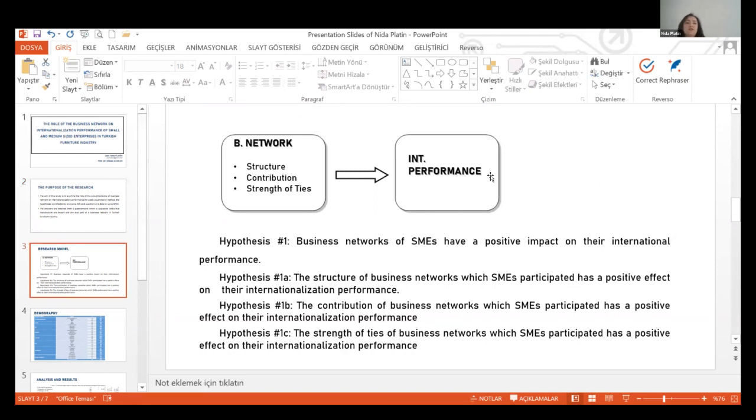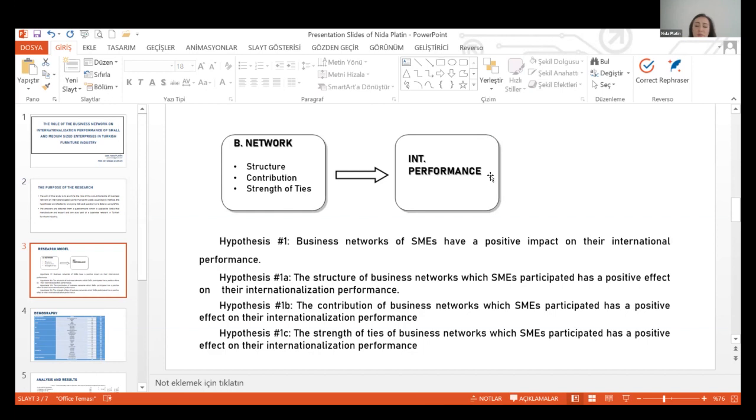And the last dimension is strength of ties. Strength of ties is the combination of the amount of time and reciprocal services between SMEs. So we asked 3 questions like, how often do you attend events of the network? Do you support projects of your network? And do you take an active role in your network? They answered in the same way, with a 5-point Likert scale from strongly disagree to strongly agree.